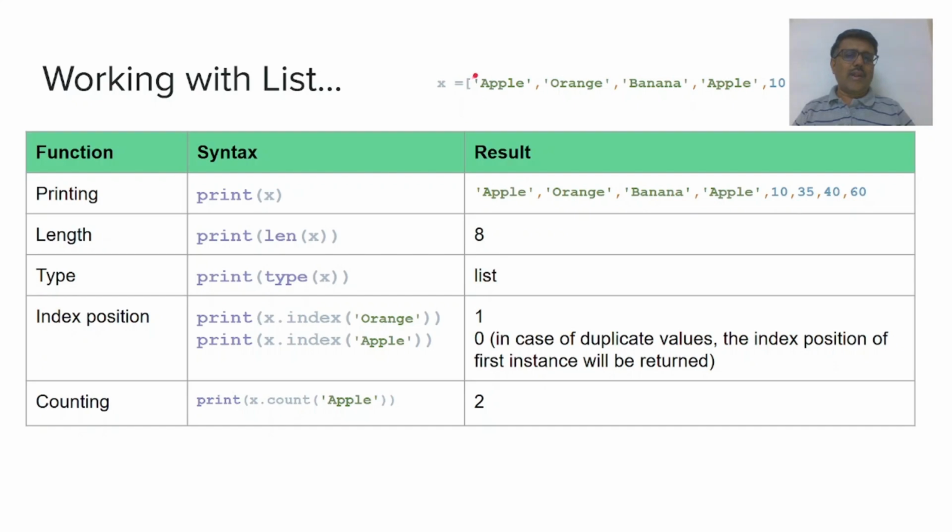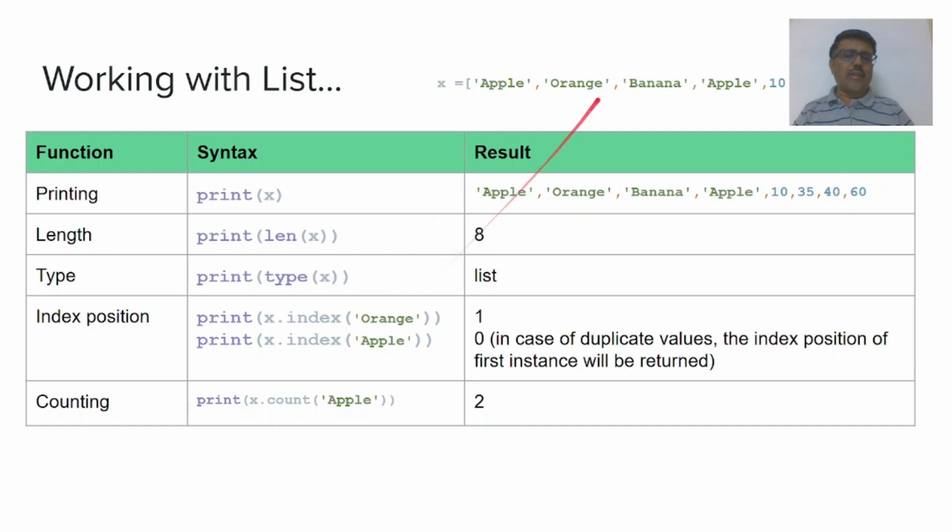It automatically understands it is a list because you are using square brackets. And the other one is, suppose you want to know the index position of a particular item, for example, orange. What is the index position of that? I'll be able to find it.